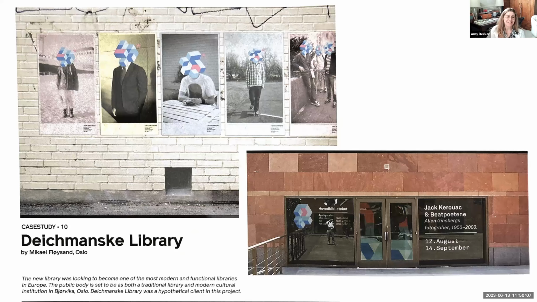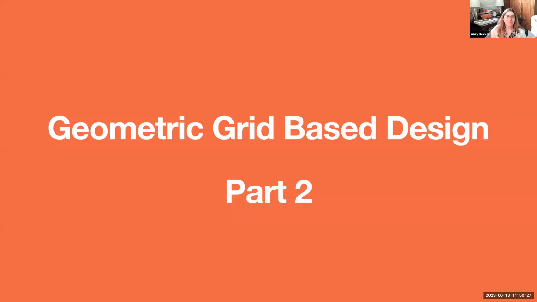Here's an isometric design that's being used for a brand of a library. And I think this is really interesting. You can see some of the advertising up on the wall, and then the mark by itself as a signage on the glass that would take you into the library. So we're seeing geometric grid-based design in many different ways. I'm going to pause here. We're going to come back to part 2 at a later time.